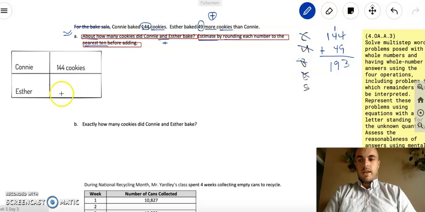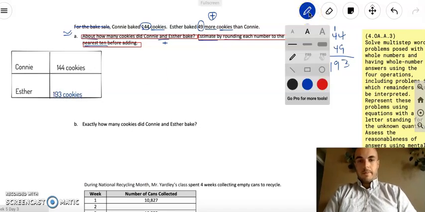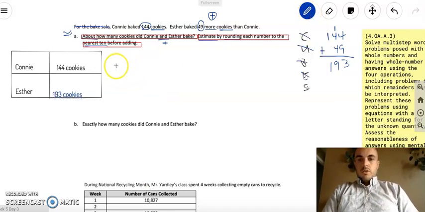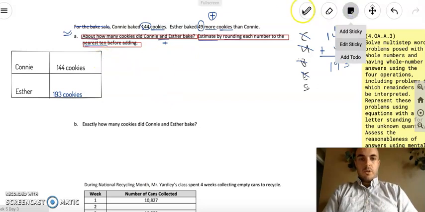All right, so I know that Esther baked 193 cookies, exactly. Not estimated yet. So now I need to round each of these. So I'm going to add to our chart here.